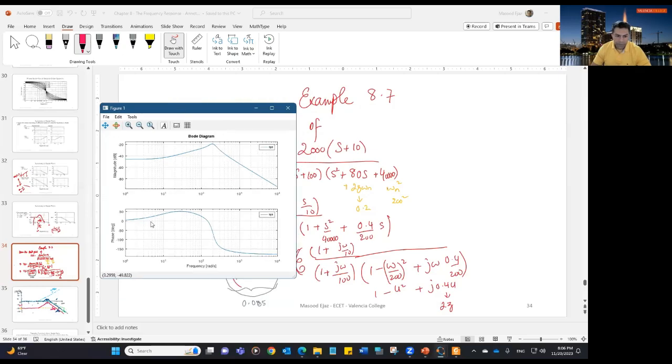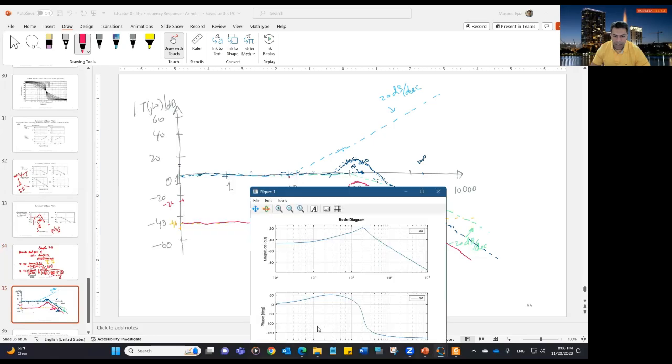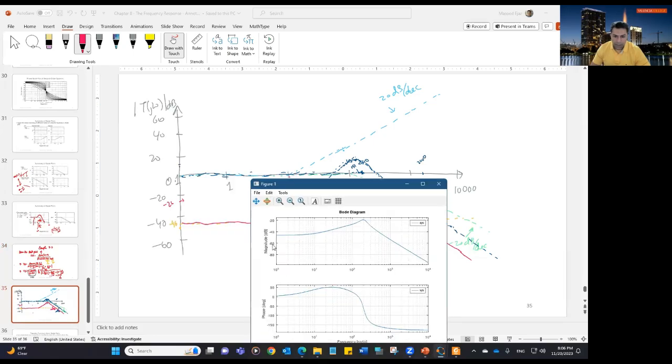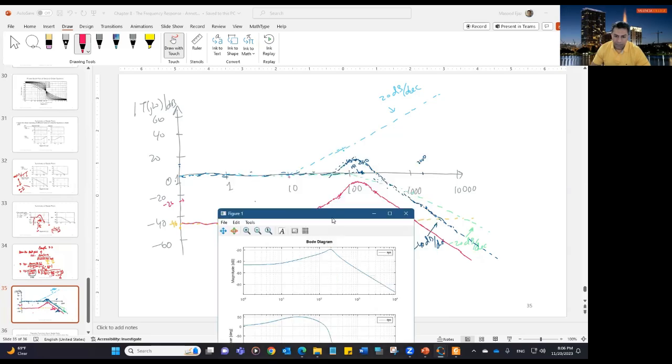So if we compare, so this is phase and this is, of course, your magnitude. So if we compare this against ours, so we are starting at, where is it? Right here, -46. I'm assuming this is -46. And again, this is the exact, this is not approximate.